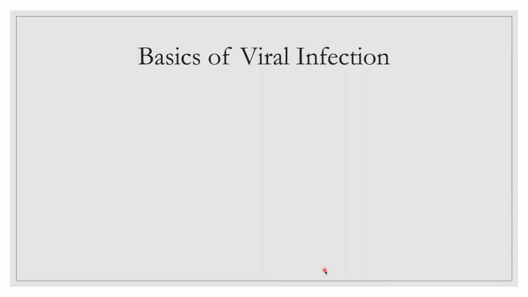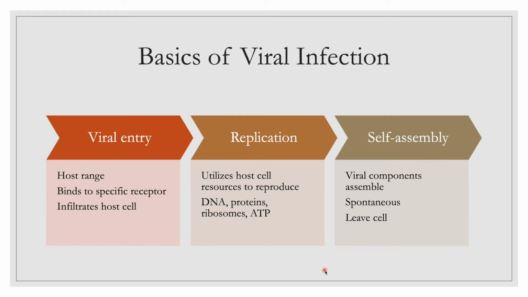Next, let's look over the basics of viral infection. The virus utilizes host cells to reproduce. Every virus has a specific host range, because the proteins located outside the virus can only bind to specific receptors outside host cells. Therefore, viruses can only infect a particular set of host cells due to the receptor specificity.